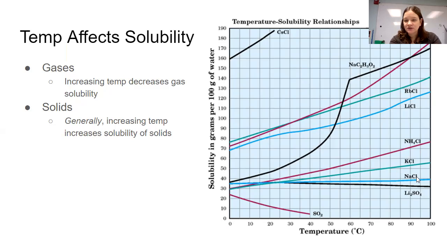So table salt, sodium chloride, is right here. It says blue line. And so from 0 degrees Celsius to 100 degrees Celsius, there's not a huge change. Okay, it goes from like 35 to 39 grams. So there's not a huge change. You can't dissolve a whole lot more just by increasing the temperature.